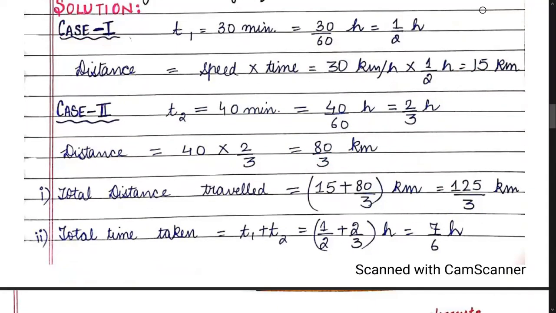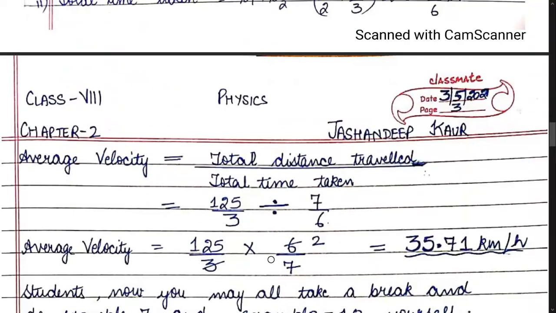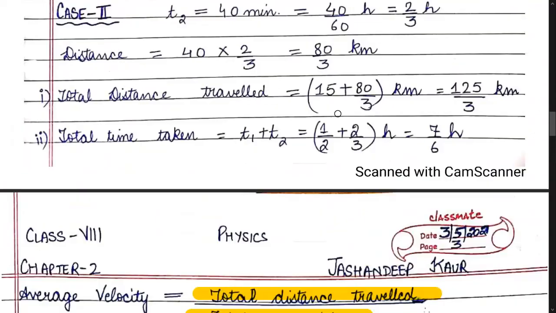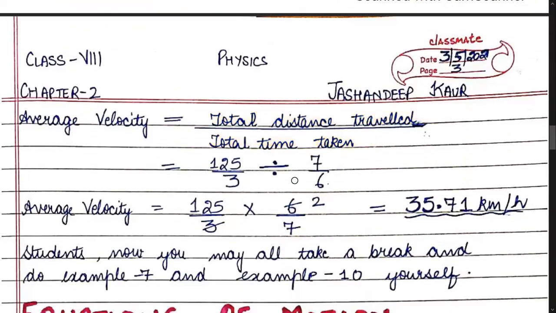And then similarly, find time in hours also. That means half an hour plus 2 by 3 hour. It comes out to be 7 by 6 hours. So what is average velocity? It is total distance traveled by total time taken. So that means total distance 125 by 3 divided by 7 by 6.